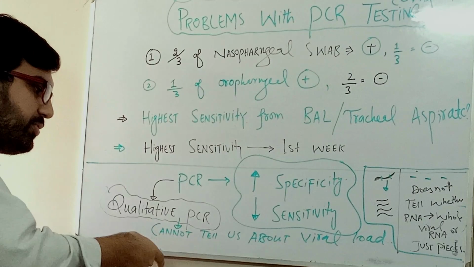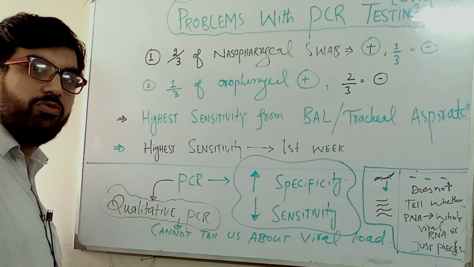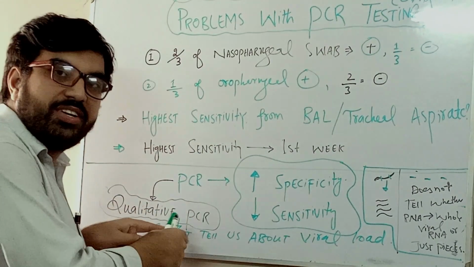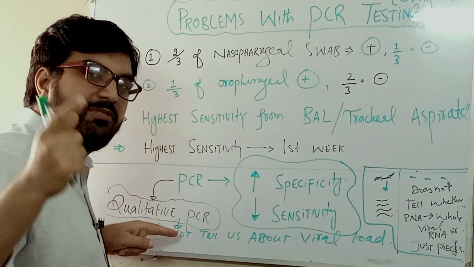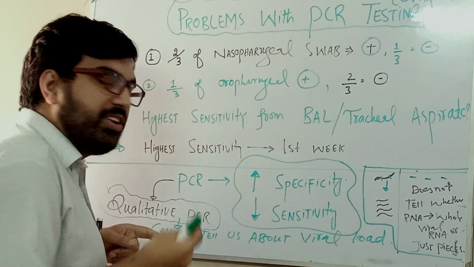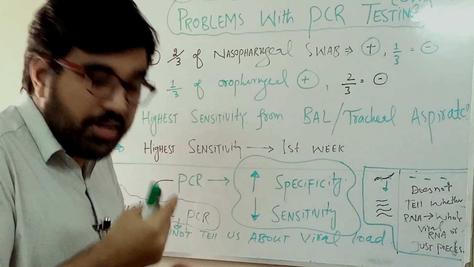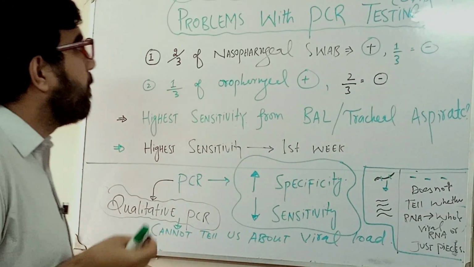The second pitfall was already discussed: it does not tell about the viral load. But how can you predict viral load is high? From the symptoms and from the inflammatory markers. If the inflammatory markers are high, it is an indirect clue that the viral load is high.